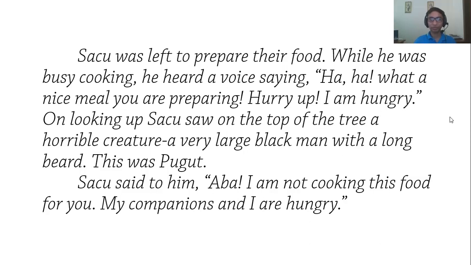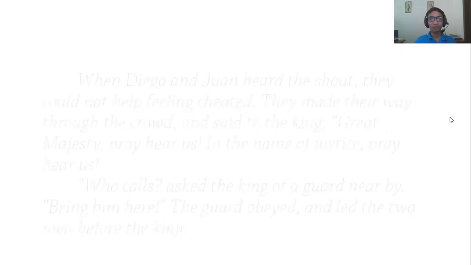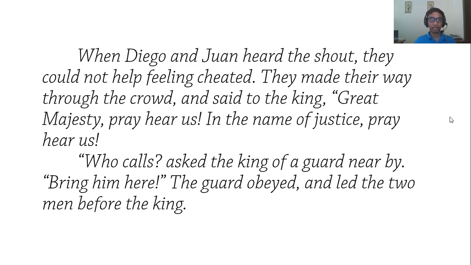Okay, let's see the other one. When Jago and Juan heard the shout, they could not help feeling cheated. They made their way through the crowd and said to the king, "Great Majesty, pray hear us. In the name of justice, pray hear us." "Who calls?" asked the king of a guard nearby. "Bring him here." The guard obeyed and led the two men before the king.